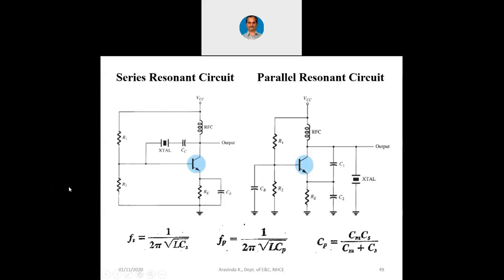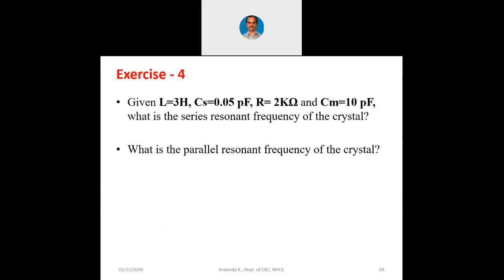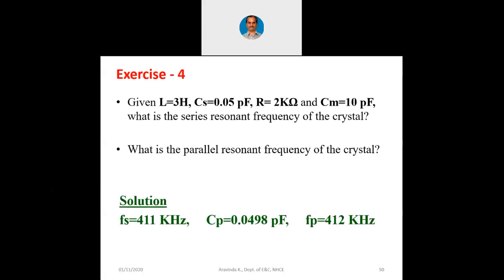So now, let me show you. Can you calculate the parallel resonance frequency? I am doing it, I have shown it anyhow again. Fs is 411 kilohertz. Now Cp is 0.0498 picofarad. It is Cs into Cm divided by Cs plus Cm.